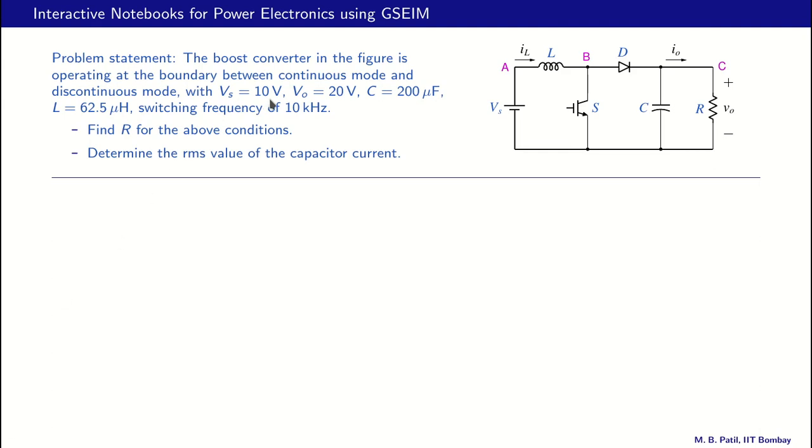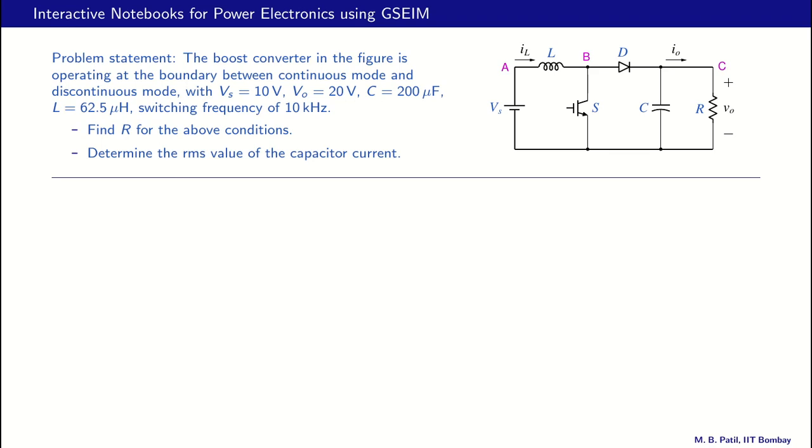The source voltage is 10 volts. The output voltage we want is 20 volts. The capacitance is given to be 200 microfarads. The inductance is given to be 62.5 microhenry. And the switching frequency is 10 kilohertz. For these conditions, we want the student or the user to find the load resistance value and determine the RMS value of the capacitor current.